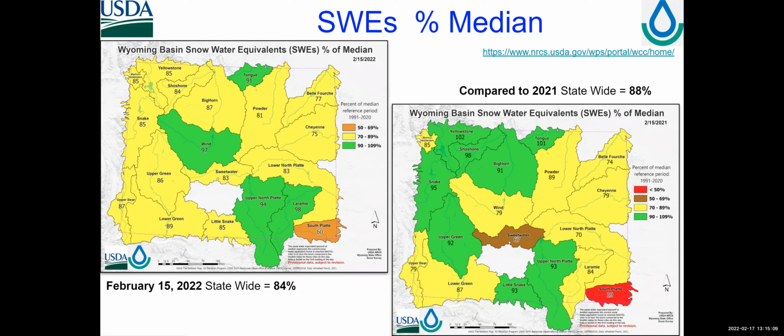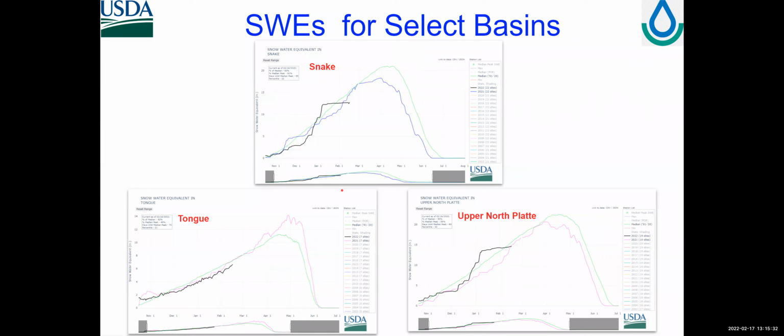And you can see the distribution there by basin. We were a little bit better last year in the northwest and northern part of the state, and we've dropped down a little bit more in those areas. And so it's pretty much a wash. Then let's look at the next slide, and look at a little bit more by basin, in depth.